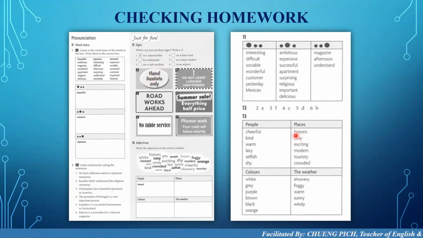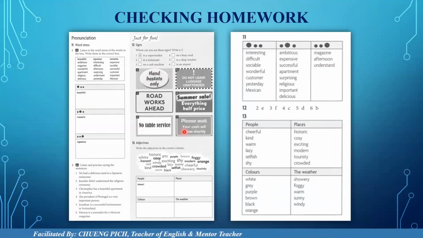What about number 2? The correct answer is letter E, which means no table service. When you go to a restaurant, you will see this kind of sign. Number 3, on a cash machine, letter S is the correct answer. When you go to the ATM or cash machine, you can see: please wait, your cash will follow shortly, when you want to withdraw money.